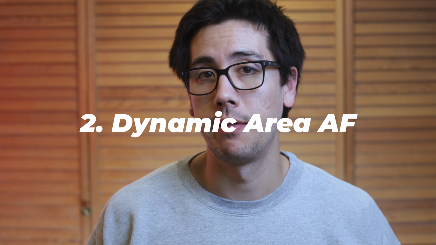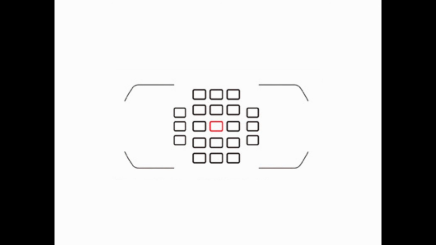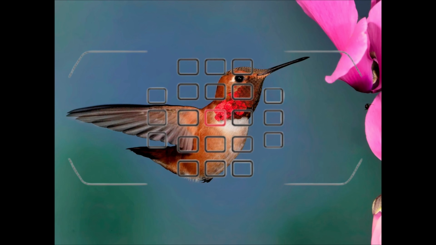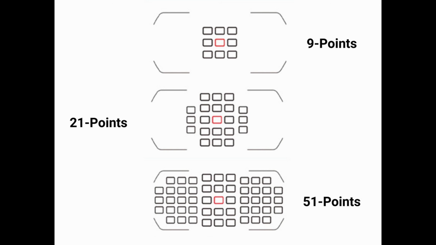The second autofocus area mode is dynamic area AF. This autofocus area mode is available in some cameras like Nikon cameras and allows you to select a primary focus point, and your camera will then use surrounding points to maintain the focus if your subject moves. You can usually select the number of surrounding points, such as 9 points, 21 points, and 51 points, allowing you to determine how much camera assistance you need in tracking your moving subject.